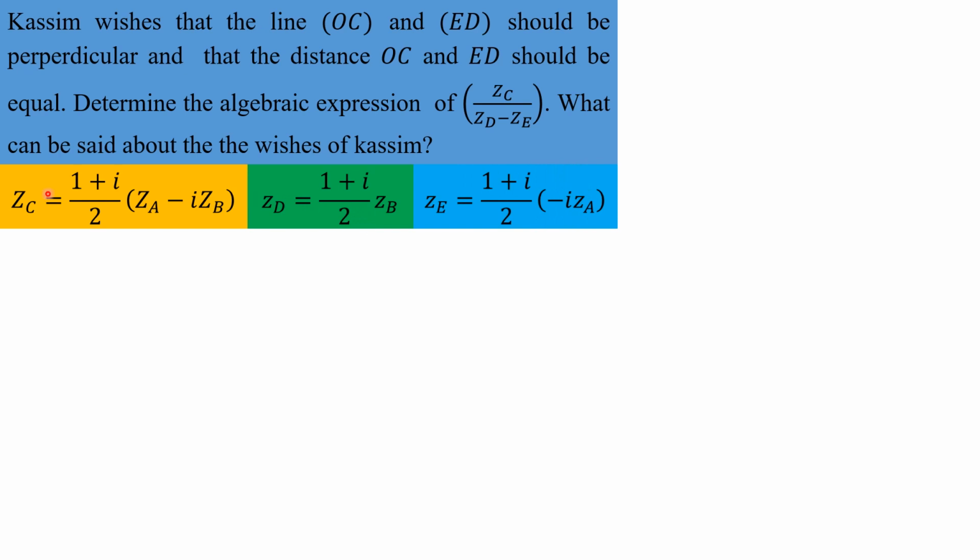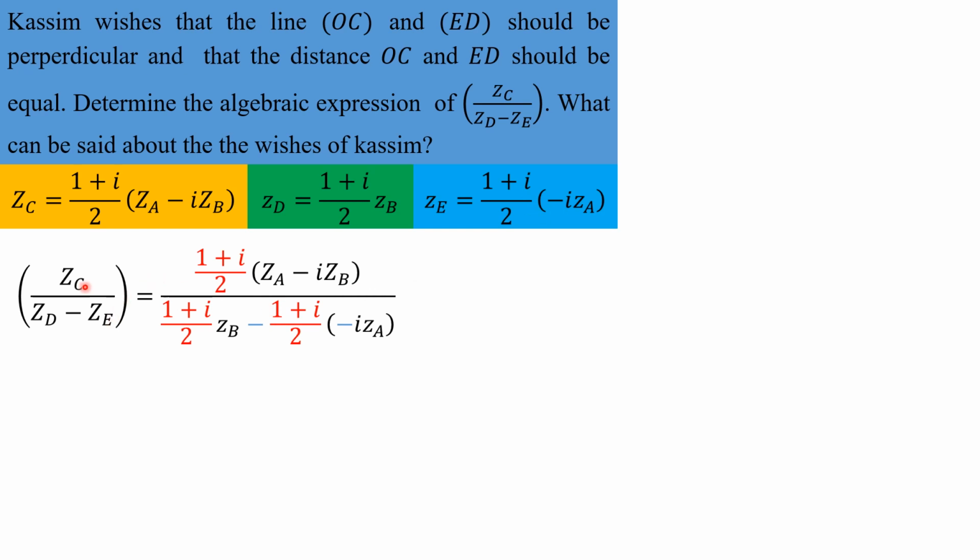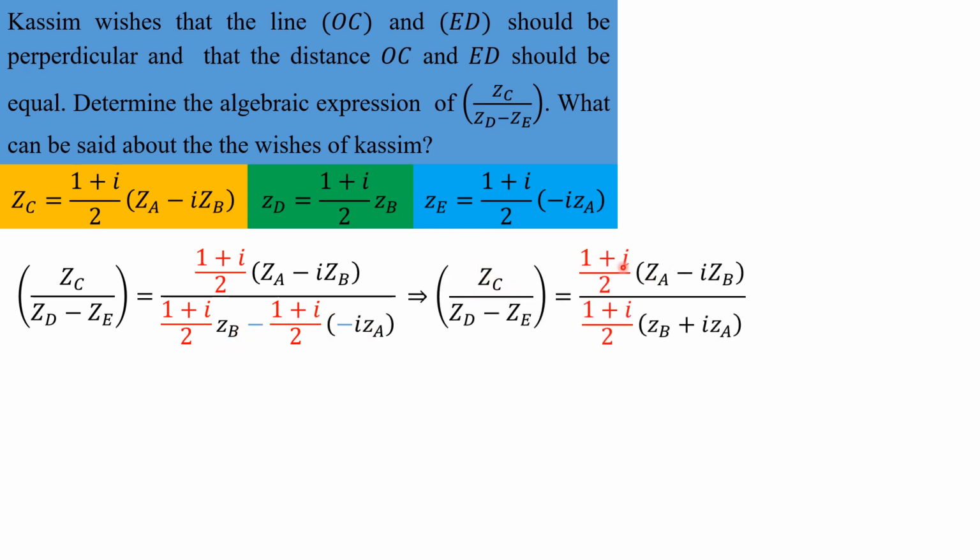So previously we have proved that ZC is equal to this quantity, ZD equal to this quantity, and ZE equal to this quantity. So ZC divided by ZD minus ZE, I just replace the value of ZC. Now ZD is (1 plus i) divided by 2 times ZB, then minus ZE. Now we just simplify. You see this, I factor out (1 plus i) divided by 2 from the denominator. This negative sign and this negative sign give us a positive sign. And then in the first term I'm going to get ZB, in the second term I'm going to get iZE. Alright, so these two terms in red strike off, and then I'm left with ZE minus iZB.